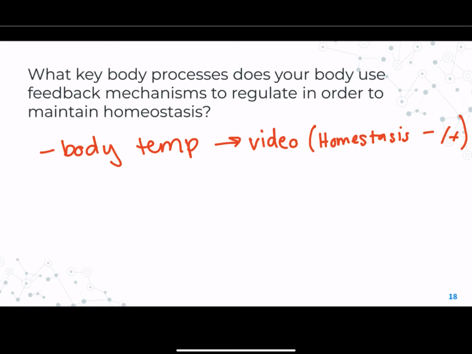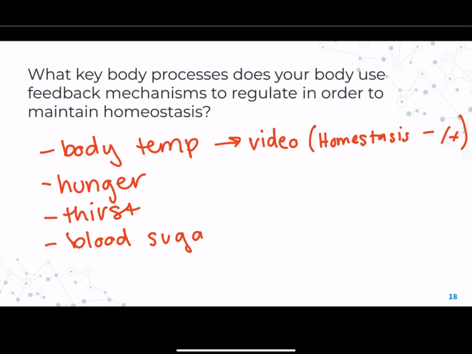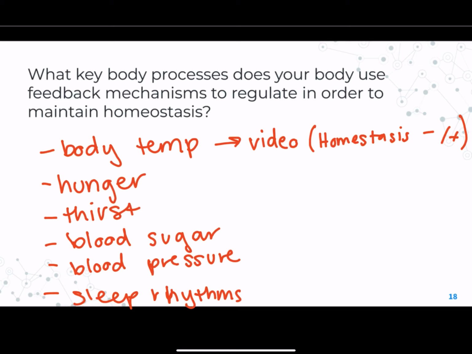Some other forms, what can you think of? What about when you haven't eaten in a while? Okay, hunger is a big one. When your blood sugar level's low, you will actually feel hunger. Your stomach will growl and it'll tell you that you're hungry. The opposite, if you're thirsty, it will also tell you, you will feel thirsty. We talked about blood sugar level. Or even blood pressure. How hard your heart is working. We want your blood pressure in a specific zone. And even sleep rhythms. Okay, sleep rhythms can be controlled through feedback loops as well, which is kind of cool.